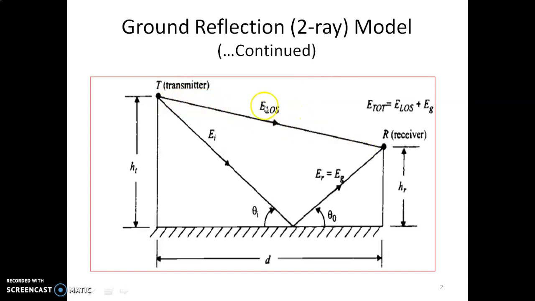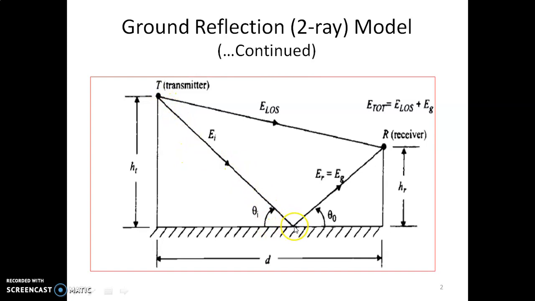E represents the electric field. This signal alone is not available because a number of obstacles are present. So in this diagram, for example, we have taken two signals. This is the direct line of sight signal. This is yet another signal.